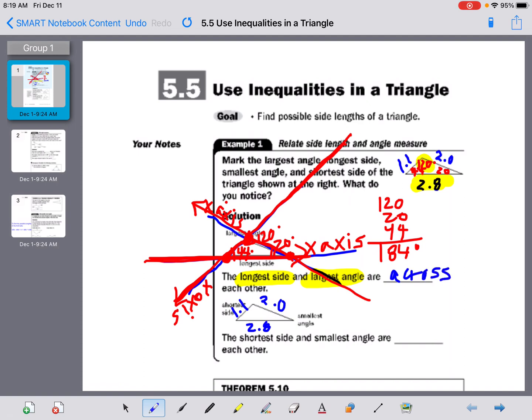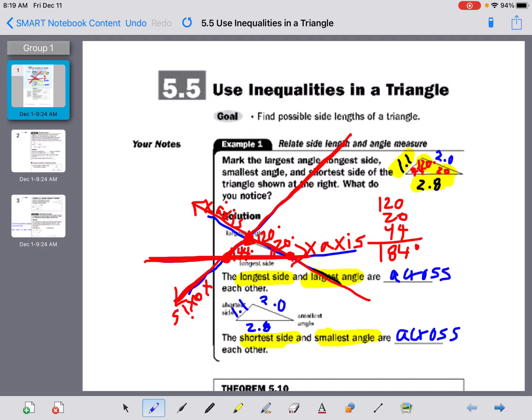Okay, so now let's go for the shortest side. Where was my shortest side? Definitely this 1.1, right? Or a number very close to it. Where was the smallest angle? This 20. Where are they? They're across from each other, right? So you can see that the smaller the angle, the smaller the side across from it.